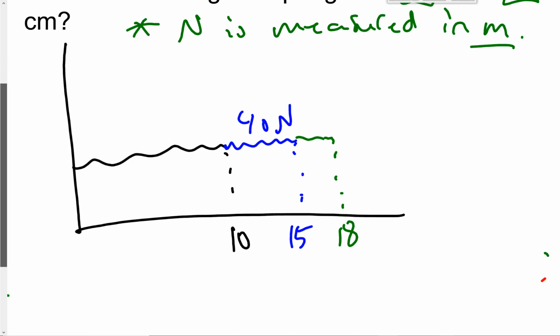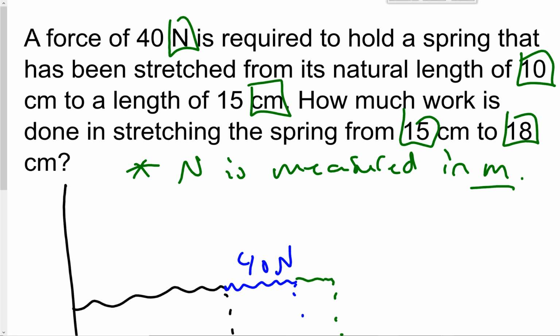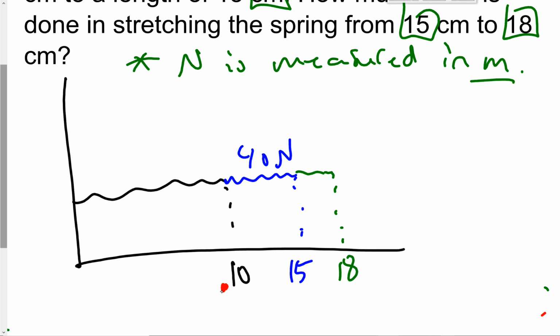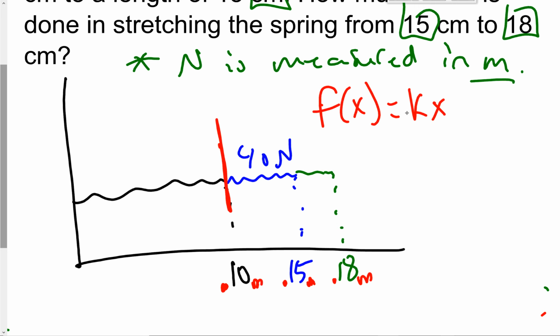As we switch this to meters, this is just 0.1, this is 0.15, this would be 0.18, and so then we can look at it all in terms of meters. So here's my natural length at 0.1. When I'm finding my force for this, that means I first have to find my spring constant. I know at 0.15 meters, the force that it takes is 40 newtons.